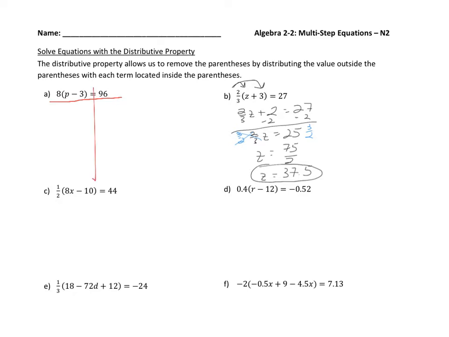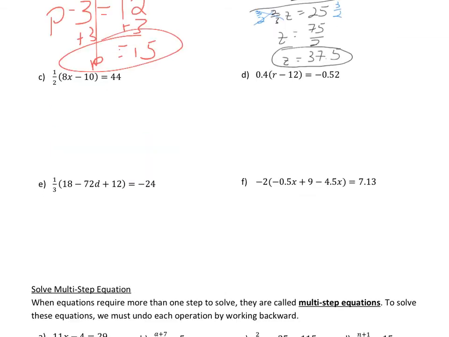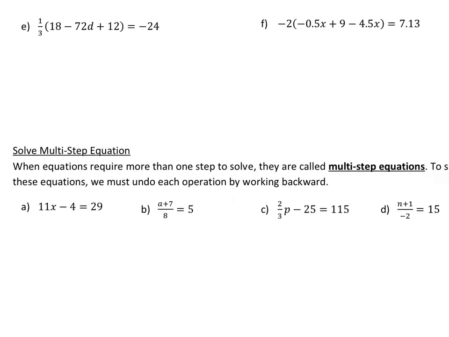And in doing so, we would have gotten, on the left side, just p minus 3, which seems a lot simpler, equals 12. 96 divided by 8 is 12. Now we're left with a one-step 6th grade problem. We add 3 to both sides, and we get p equals 15, which is the same thing we got the other way. So just keep in mind, when you see distribution, sometimes it might be easier to not distribute, but to divide. Please try problems C and D on your own, and then we're going to move to letter E.